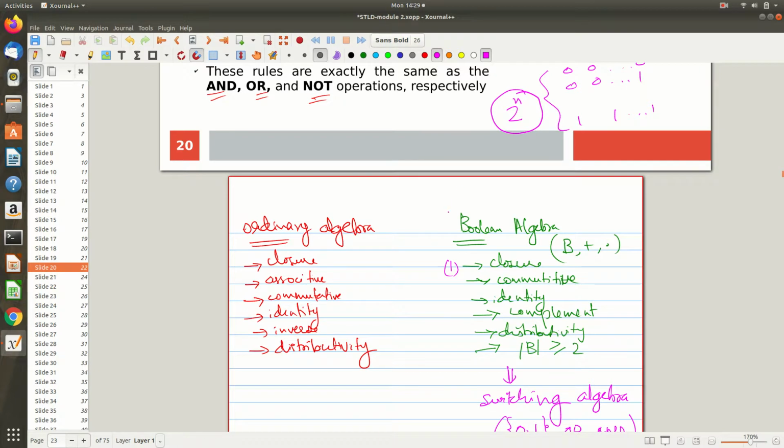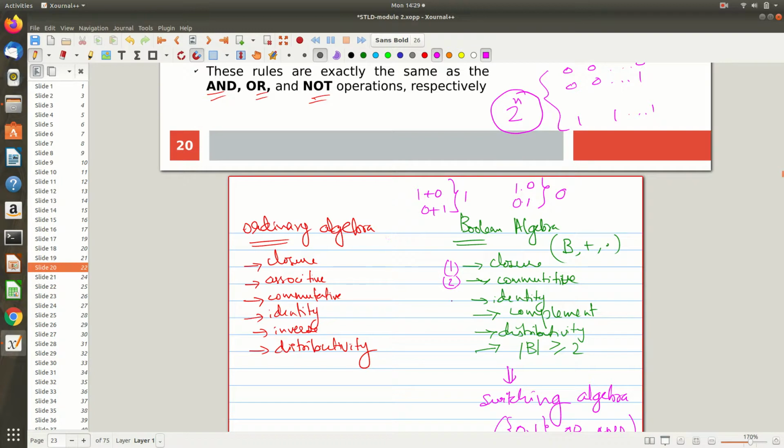Now what about the second criterion, that is commutativity? That also you can see. If you take something like 1 plus 0 and 0 plus 1, both give you the same answer, 1. Similarly 1 dot 0 and 0 dot 1 both give the same answer, 0, right? You can verify that from the table. So it is commutative by default.